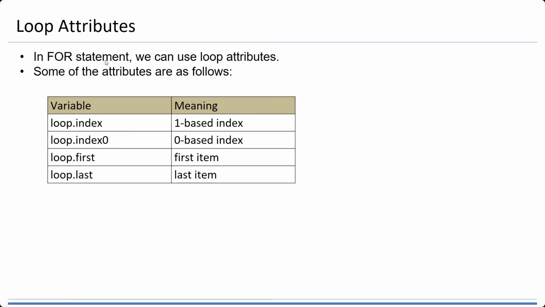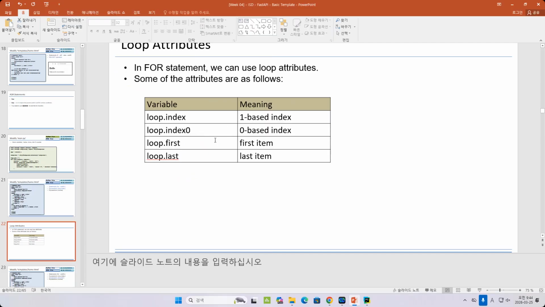In a for statement, we can use the loop attributes. So some of the attributes are as follows. If you use index, then the index will start from 1. If you use index0, it will show the zero-based index. If you use first, then it will show where is the first item. And if you use last, it will show the last item. Now you can try.